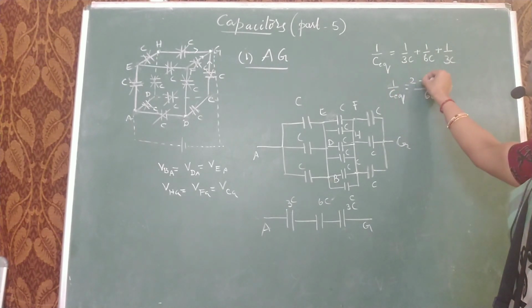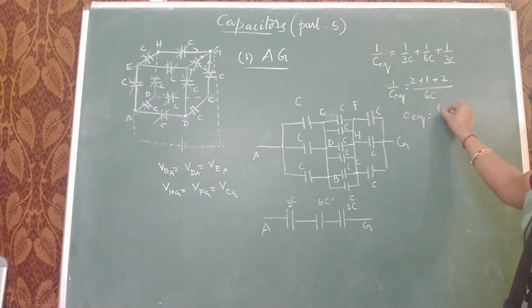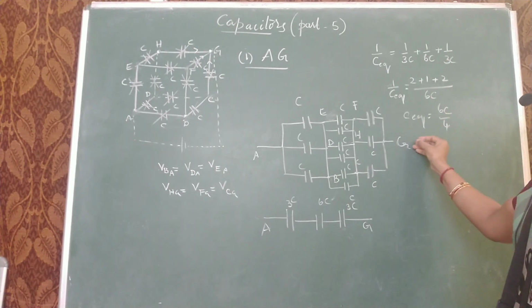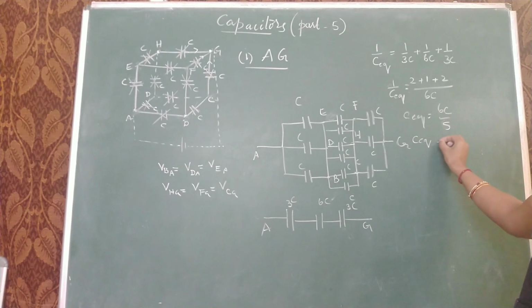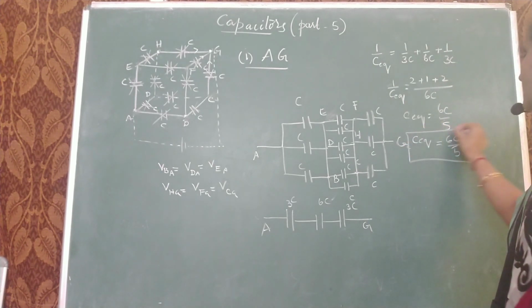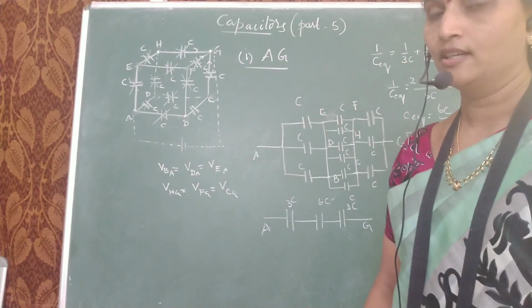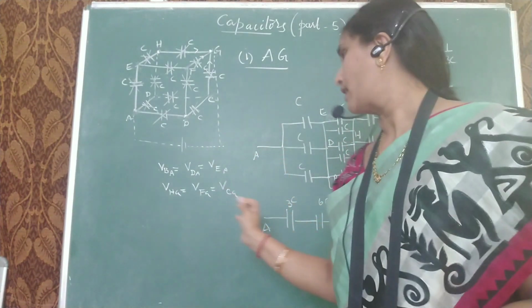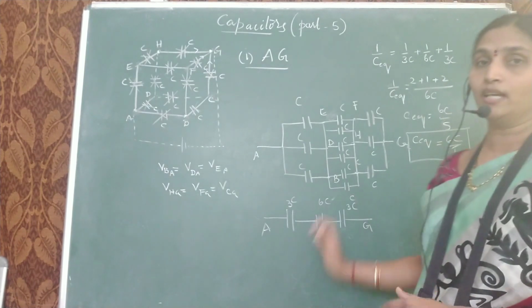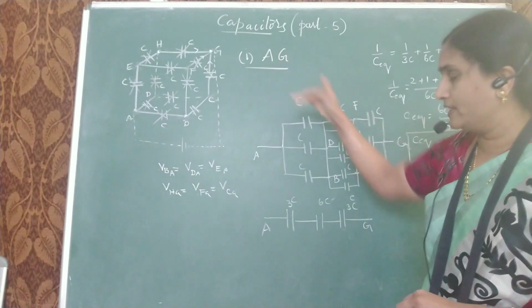6C, 2 plus 1 plus 2, or you will get C equivalent, reverse the fraction. 6C by 4, 6C by 5, sorry, or 6 into C divided by 5 is your equivalent capacitance across the principal diagonal. So for any principal diagonal, the answer is not going to change. You can remember this result as equal to 6C divided by 5. And even when you are solving it for resistors, you can follow the same equivalent circuit.